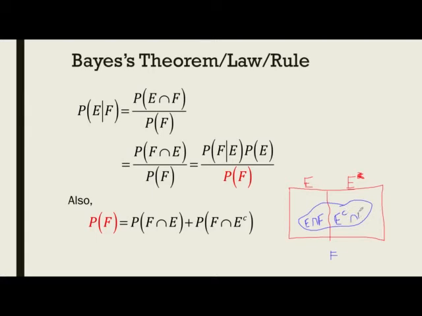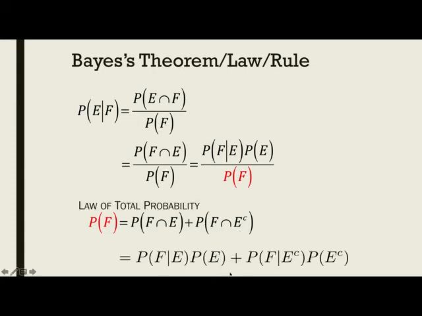So of course, if we have the probability of E intersect F and the probability of E complement intersect F, or in the opposite direction, probability of F intersect E and probability of F intersect E complement, then the probability of F is just the sum of those two, right? This is called the law of total probability. I can piece together the probability of an event if I have the probability of its intersection with exhaustive, mutually exclusive pieces of the entire sample space.